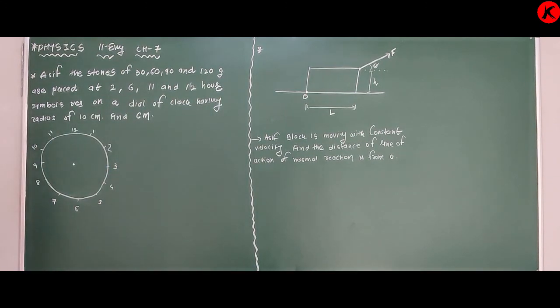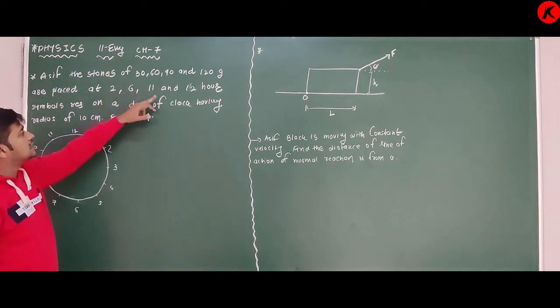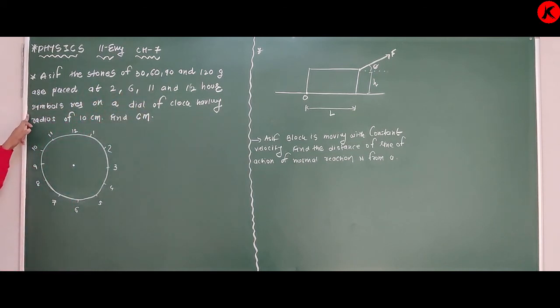Here it is. As shown in figure, the stones of 30, 60, 90 and 120 gram are placed at 2, 6, 11 and 12 hour symbols respectively on a dial of clock having radius of 10 centimeter. Find center of mass of the system of 4 stones. Okay. You are given a dial like this.